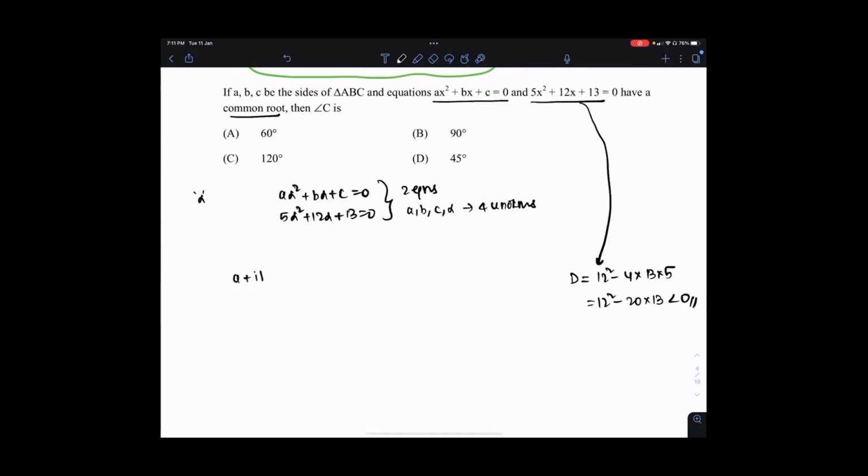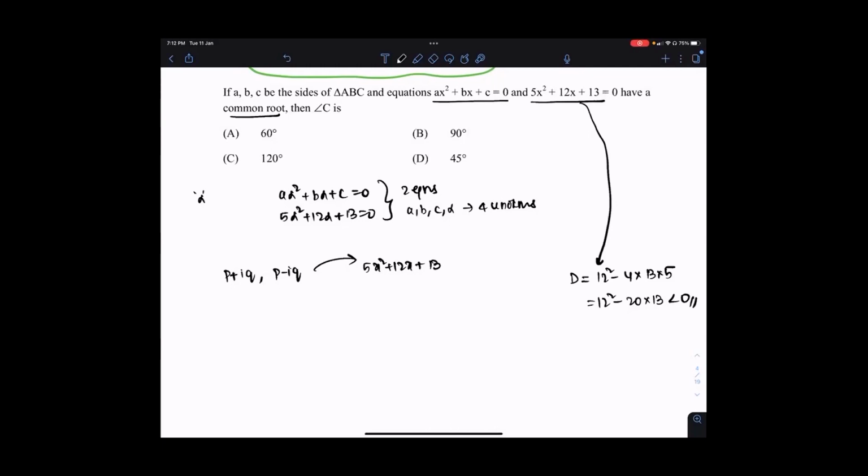If the discriminant is negative, the roots will be of the form a plus ib, a minus ib. Oh, a is already used, so let me use p plus iq and p minus iq. This will be the roots of 5x square plus 12x plus 13.